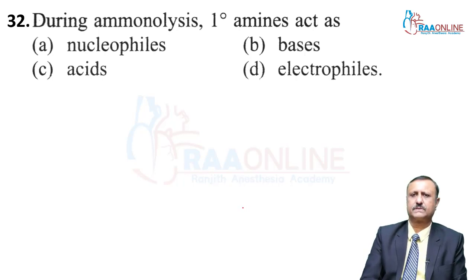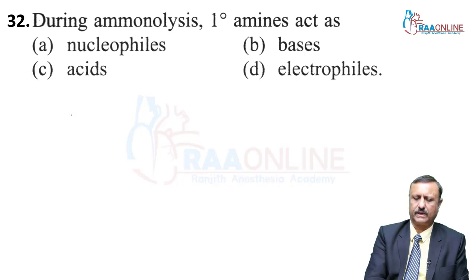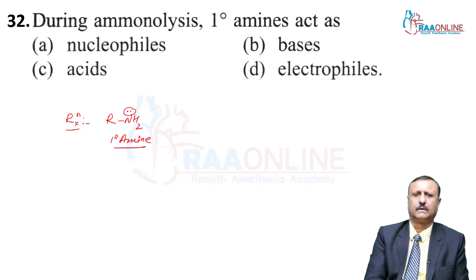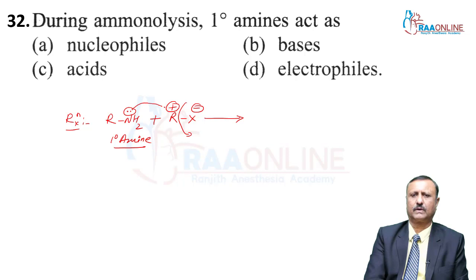During ammonolysis, primary amine acts as, my dear students, RNH2. These are the primary amines. This primary amine reacts with RX. Here, X is a halide and positive charge is present. Here, my dear students, this lone pair of electrons is taken on this positive charge. So, you can get the R2NH and HX is removed. Here, primary amine is converted to secondary amine.